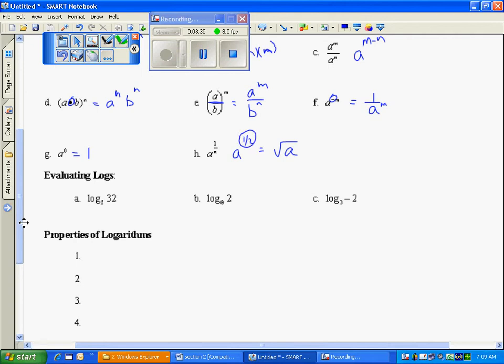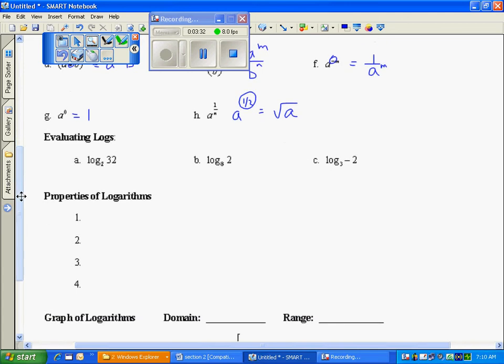So let's evaluate some logs. When I look at this, I say log of 32 base 2. That's how we read that, log 32 base 2. What is this asking for? Well, I want you to simplify, make this statement smaller. In other words, what's the value? To do that, we're going to go ahead and set this up as an exponent.